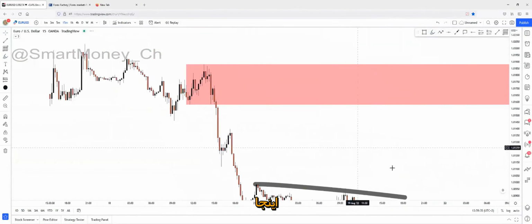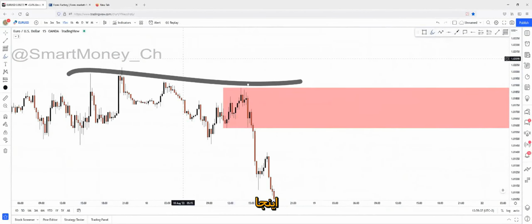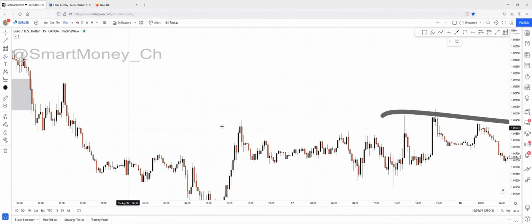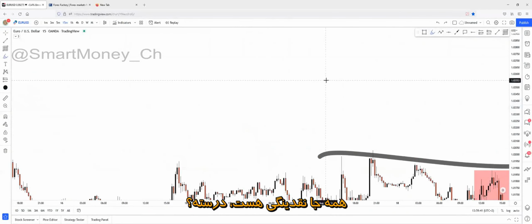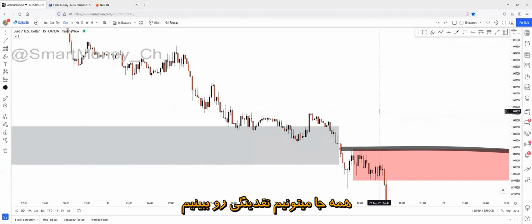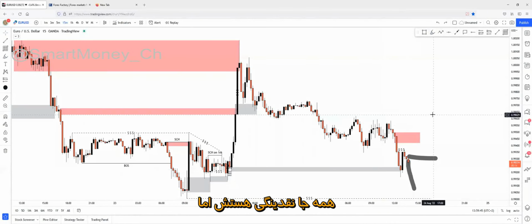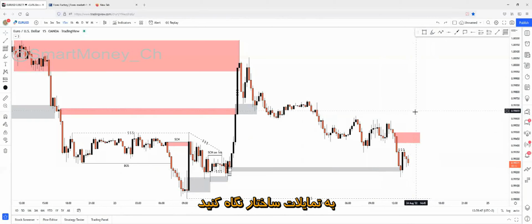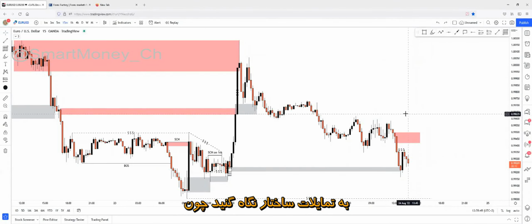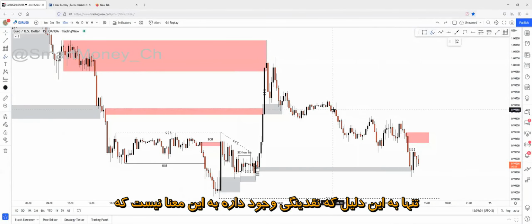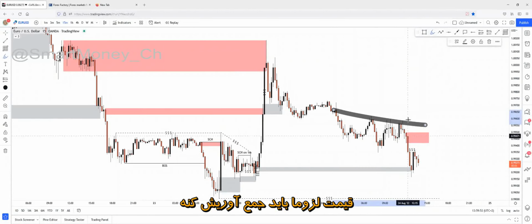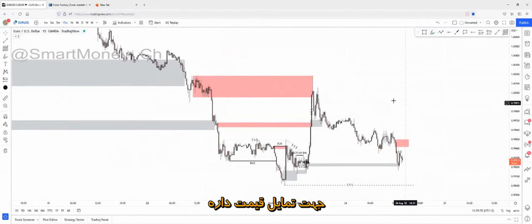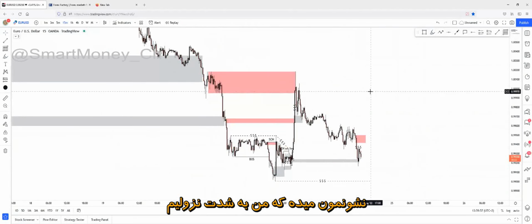Here, here, everywhere is liquidity, right? Everywhere we can find liquidity. But look at the structure intentions. Just because there's liquidity doesn't mean that price has to necessarily sweep this liquidity. The structure intentions are showing us that it's extremely bearish.